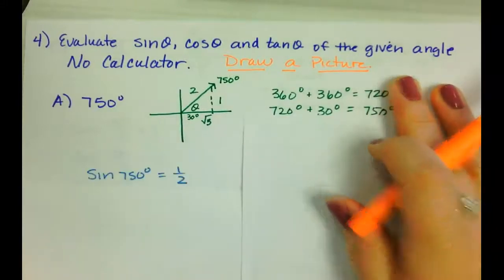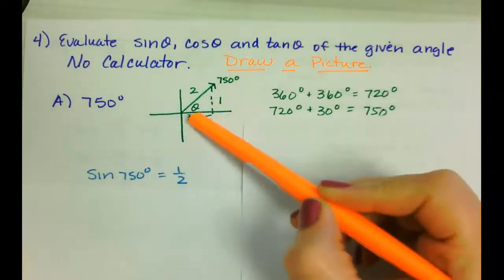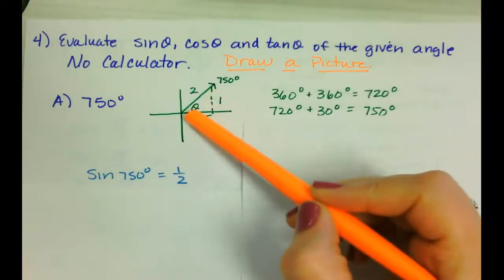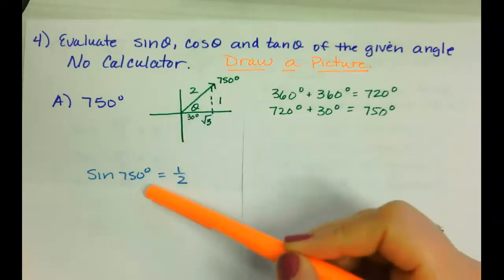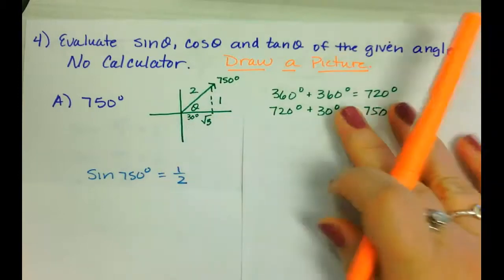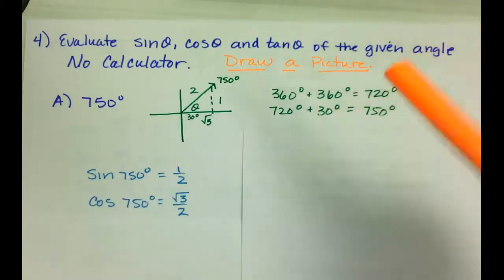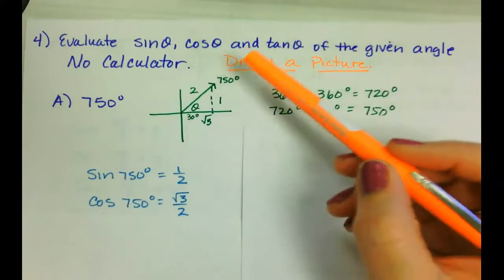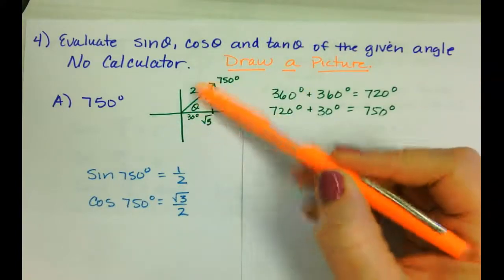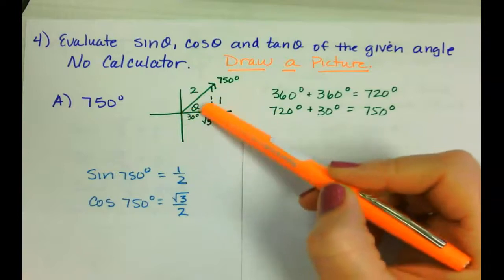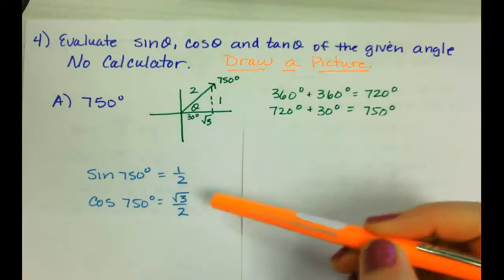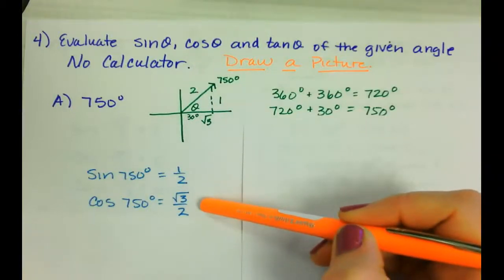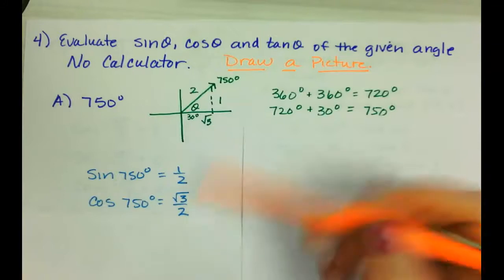Okay, so the first one was sine of 750. Sine is opposite over hypotenuse, and I'm doing it of the acute triangle right here, so that's 1 over 2. That means sine of 30 degrees is the same thing as sine of 750 degrees. And then I'm going to do cosine of 750, and cosine is adjacent over hypotenuse. So in my 30-degree triangle, the adjacent side is root 3, the hypotenuse is 2. So my angle 750 also has the adjacent side of root 3 and the hypotenuse of 2.